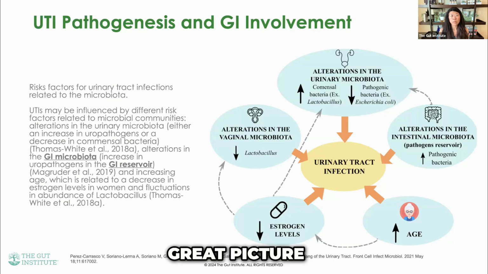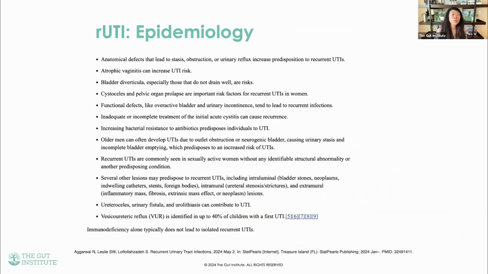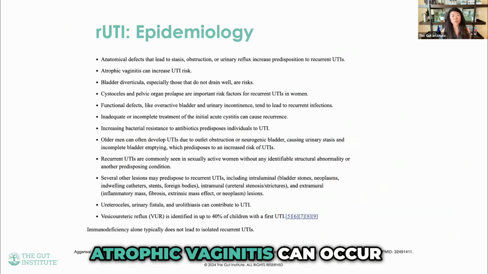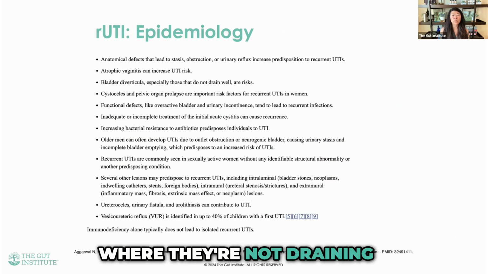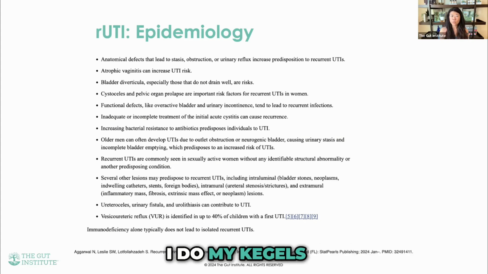This is a really great picture. I love it. So what's the epidemiology for recurrent UTIs? Well, anatomical things that lead to stasis, obstruction, reflux in the bladder can all lead to more recurrent UTIs. Atrophic vaginitis. Just like we can have atrophic gut, atrophic vaginitis can occur, and this actually will increase UTI risk. Bladder diverticula, where they're not draining, cystitis or pelvic organ prolapse. I do my Kegels. Do you do your Kegels? Yes, no one wants to have a prolapse. Big risk factor for recurrent UTIs.